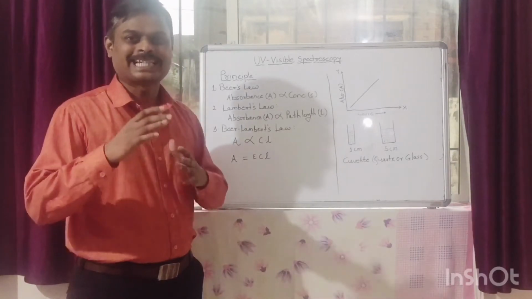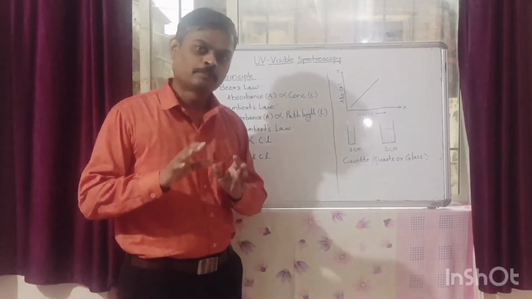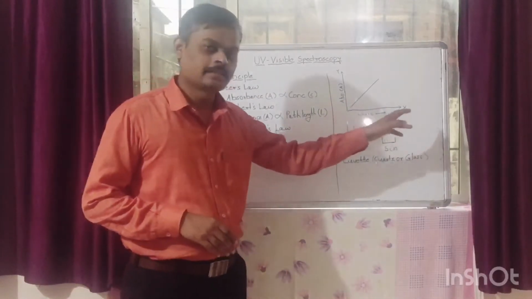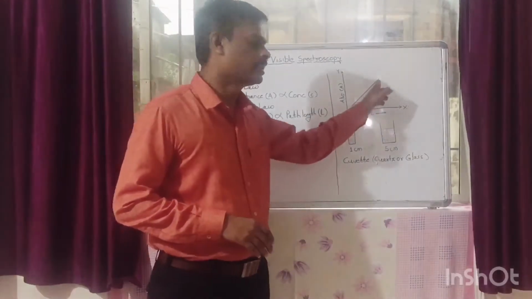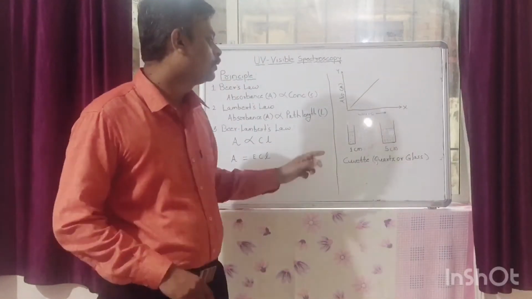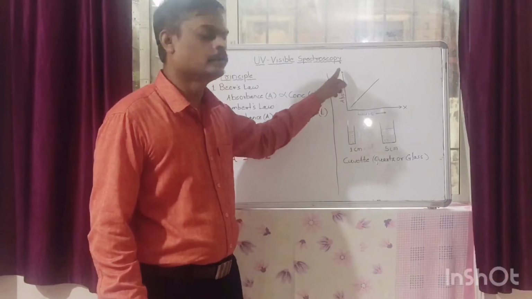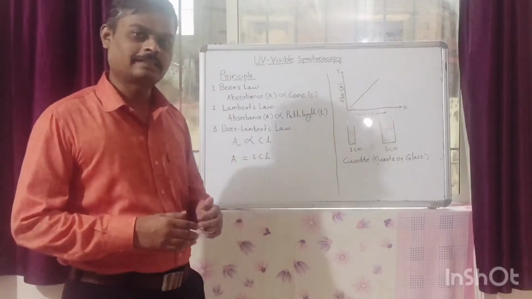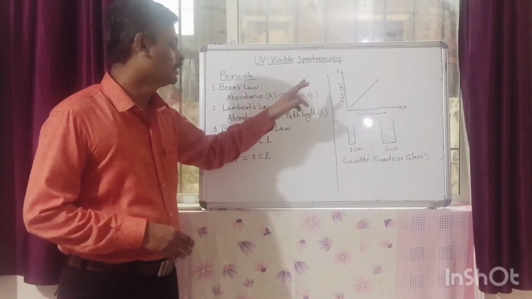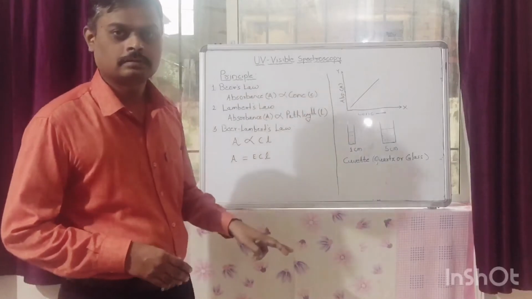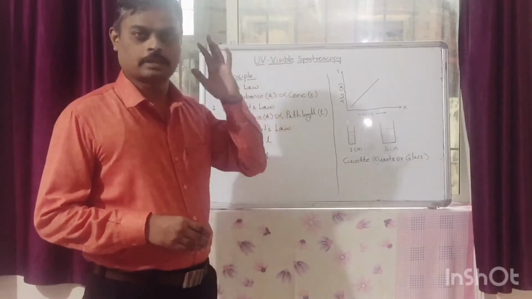the concentration of the solution. In short, if we plot the graph of concentration against absorbance, you can see a linear graph. It means that as you increase the concentration, your absorbance also increases. It means that your absorbance is directly proportional to the concentration of solution. More is the concentration, higher will be the absorbance.